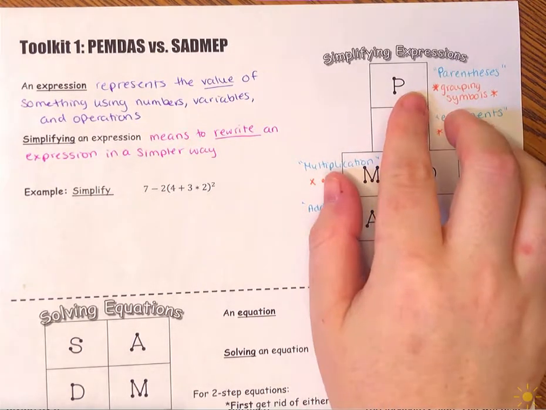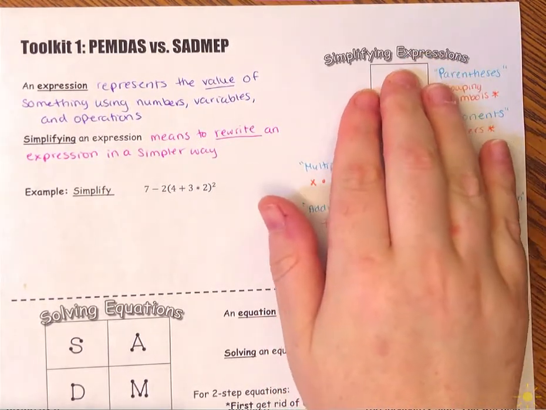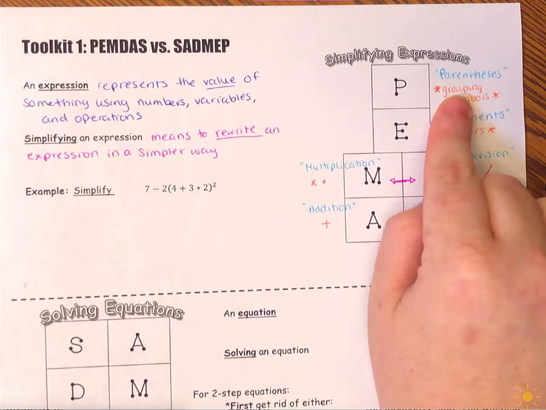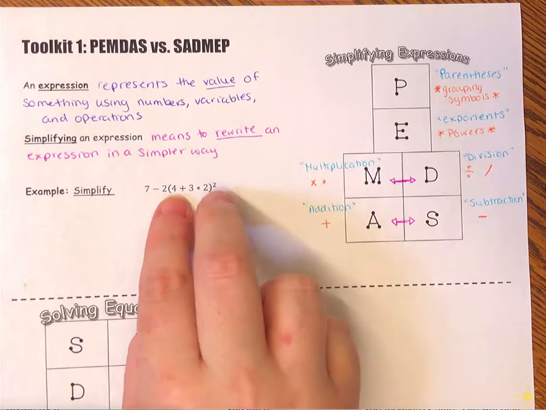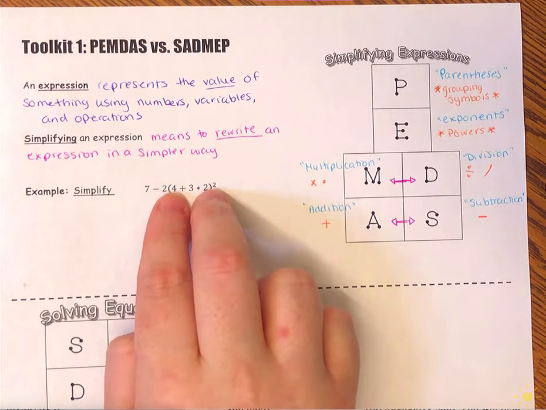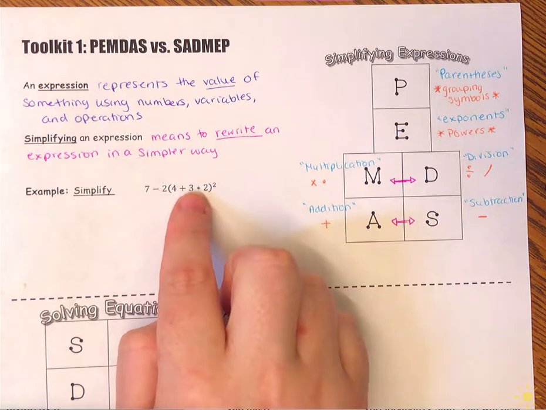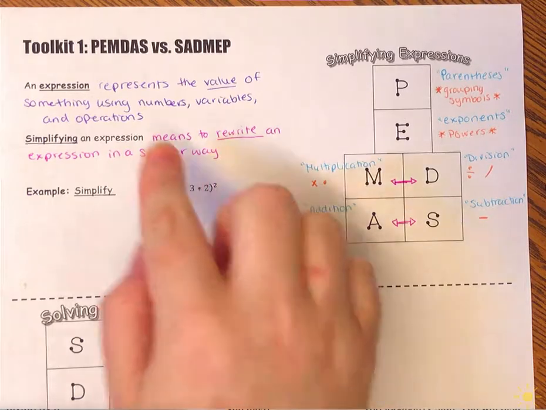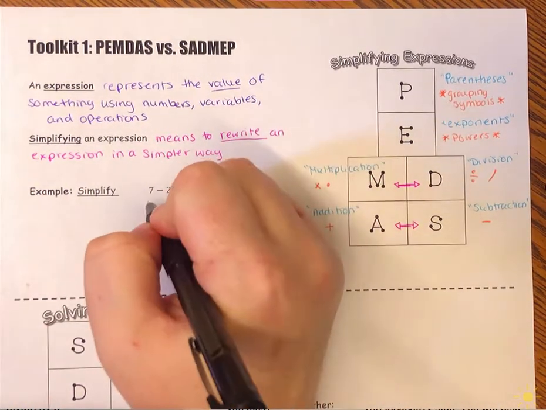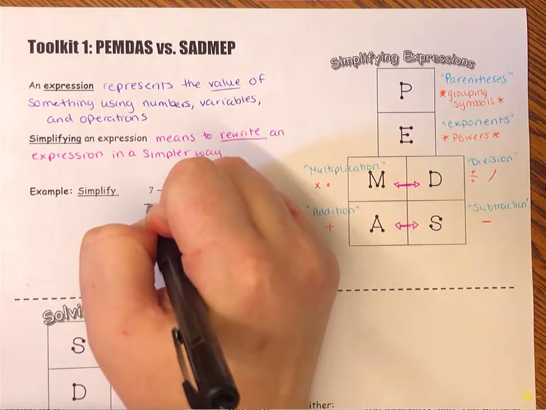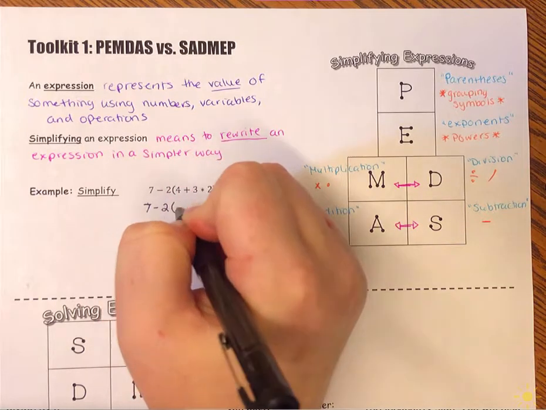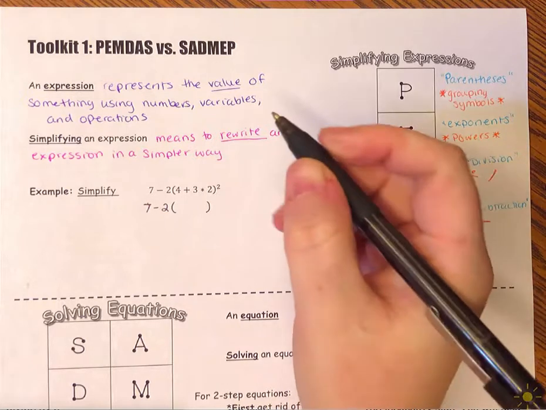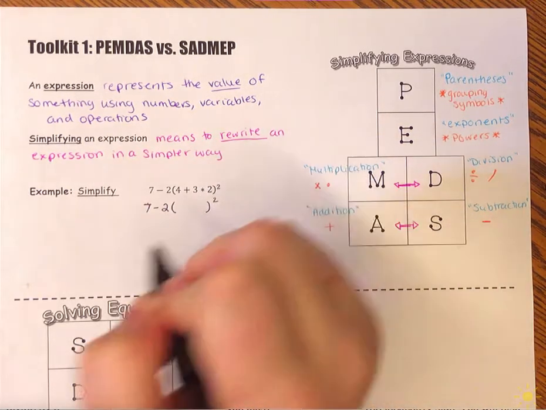So we're going to look on this problem, on simplifying expressions on this little diagram. We want to look for parentheses or any grouping symbols. So in this problem, we do have parentheses, and we have a bunch of stuff inside of the parentheses. That's what we need to focus on first. So everything outside of the parentheses is going to be rewritten the exact same way. So I'm going to rewrite this as 7 minus 2 parentheses, and I know I'm going to have something inside the parentheses. I just don't know what yet. I'm still going to put the squared symbol on it.